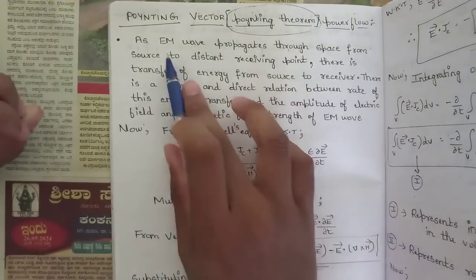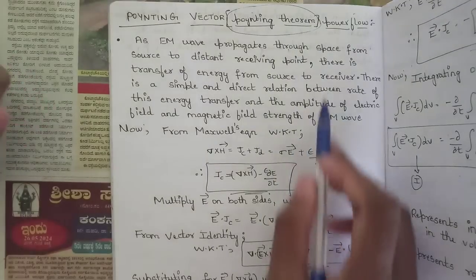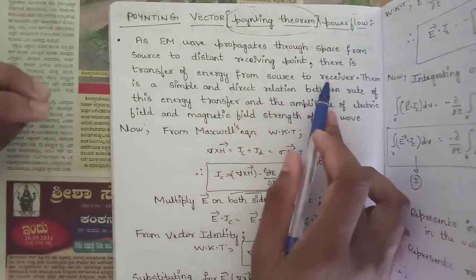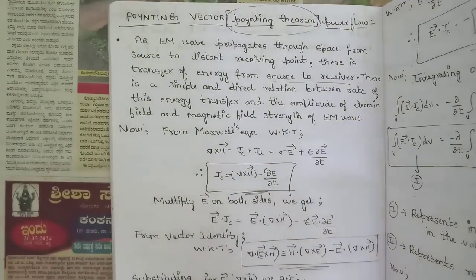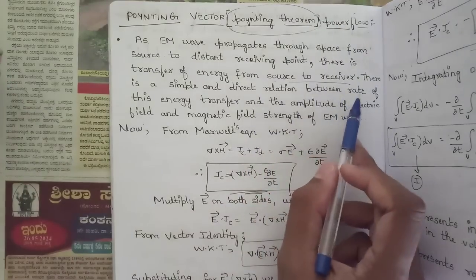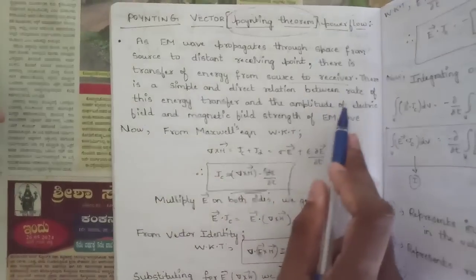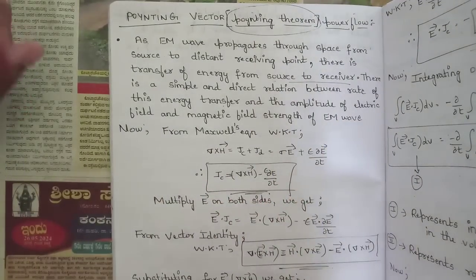As an EM wave or electromagnetic wave propagates through space from source to a distant receiving point, there is a transfer of energy from source to receiver. That is, the energy is being transferred from the source through a particular electromagnetic medium to the receiver. There is a simple and direct relationship between the rate of this energy transfer and the amplitude of the electric field and magnetic field strength of the electromagnetic wave. So what is this relation for the transfer of energy which is taking place? We are going to discuss that right now.